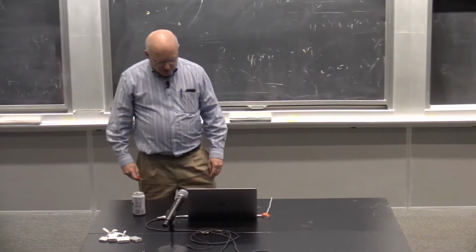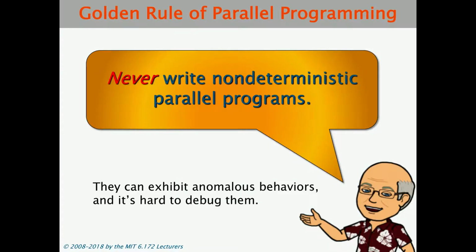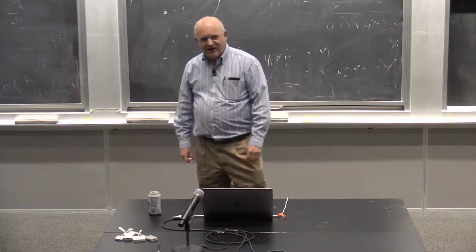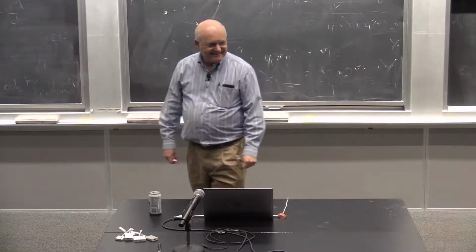So here's the golden rule of parallel programming. Never write non-deterministic parallel programs. They can exhibit anomalous behaviors, and it's hard to debug them. So never, ever write non-deterministic programs. Unfortunately, this is one of those things that is kind of hard to do in practice.